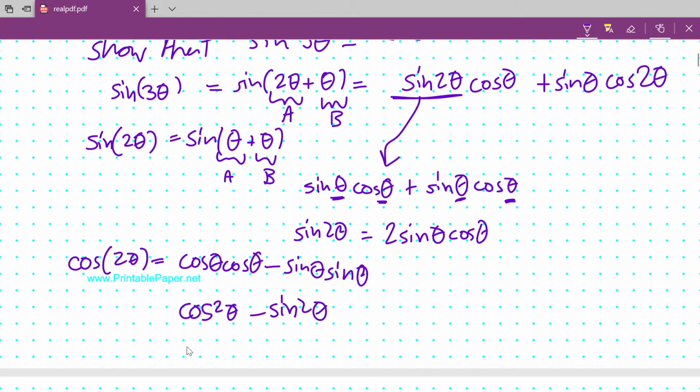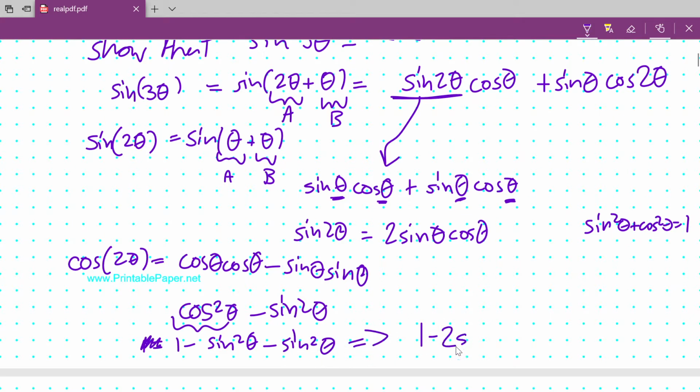And often in questions, you'll be asked to prove that this is really equal to, I think it is, 1 minus 2 sine squared theta. And basically, you just have to use the fact that cos squared theta is equal to 1 minus sine squared theta from the identity that I might have talked about in an earlier video: sine squared theta plus cos squared theta equals 1. And so you have 1 minus sine squared theta minus sine squared theta, which evaluates to 1 minus 2 sine squared theta.